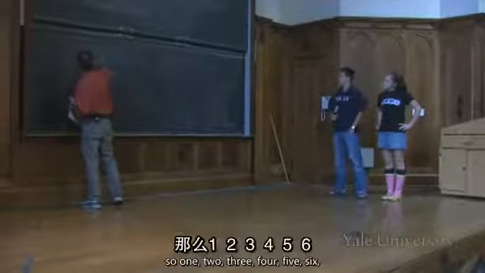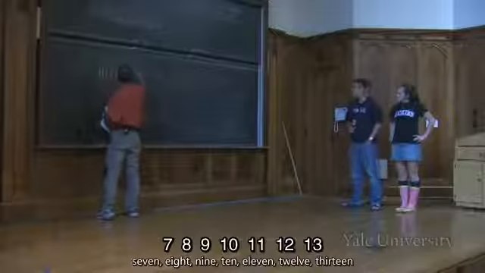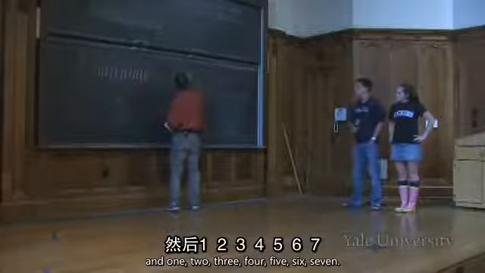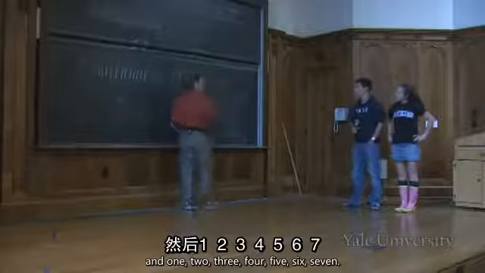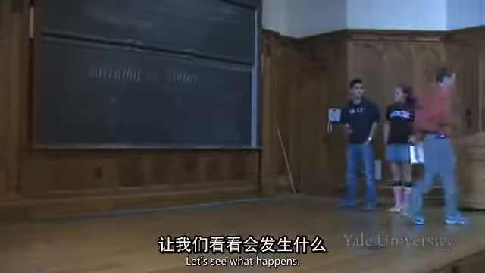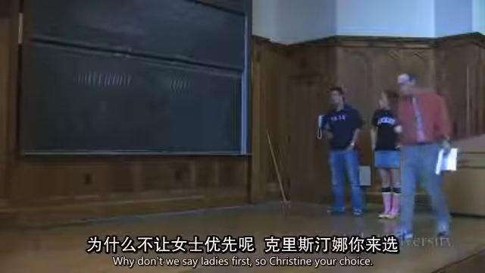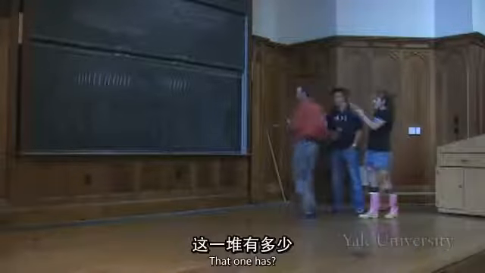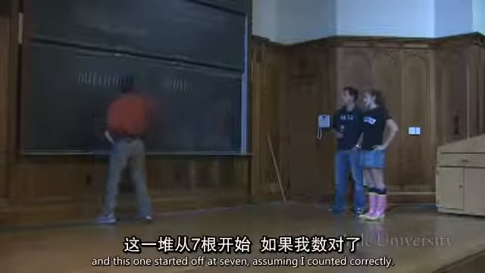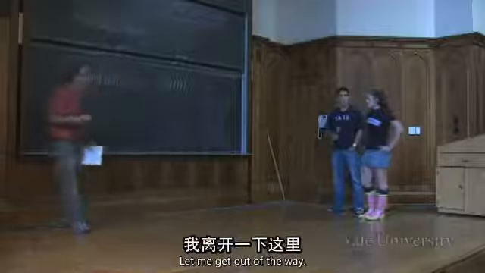So 1, 2, 3, 4, 5, 1, 2, 3, 4, 5, 6, 7, 8, 9, 10, 11, 12, 13, and 1, 2, 3, 4, 5, 6, 7. So we'll pick 2 prime numbers, if that's important. Let's see what happens. Why don't we say ladies first. So Christine, your choice. This one started off at 13, I believe, and this one started off at 7. Assuming I counted correctly.